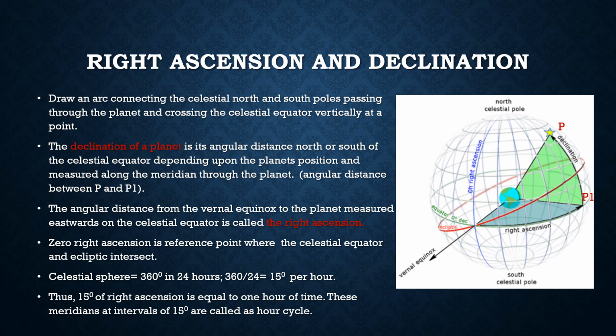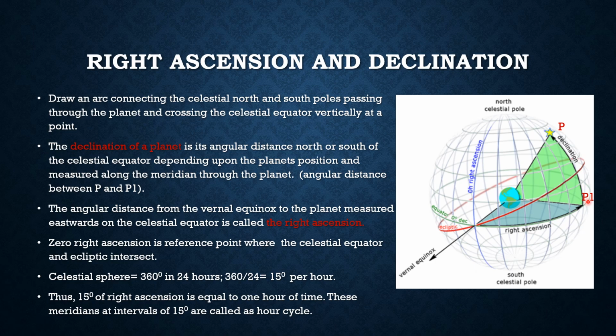Then another aspect is right ascension, ascension meaning a rising star, and the declination of the planet. So here you draw an arc which is connecting the northern celestial pole and the southern celestial pole, and this arc is passing through the planet, and it will cross the celestial equator vertically at some point. So here if you see, it is crossing it at a point P1.